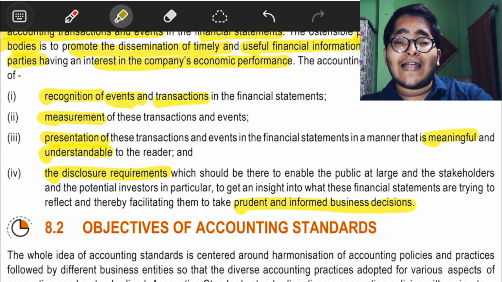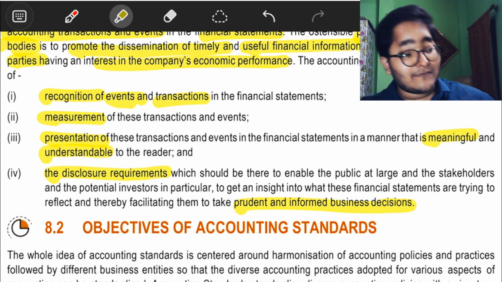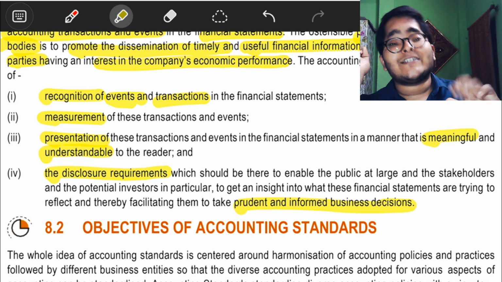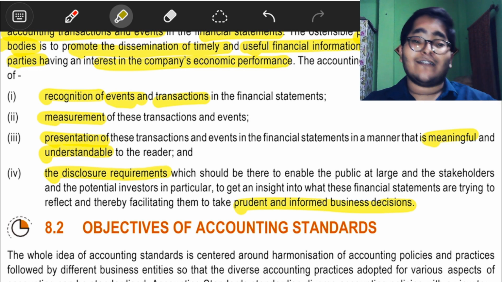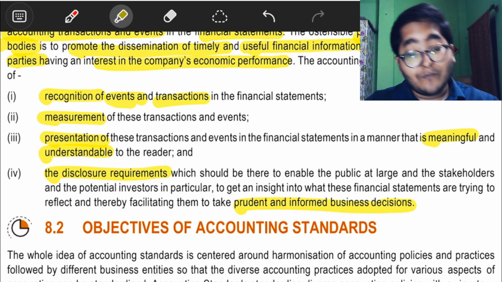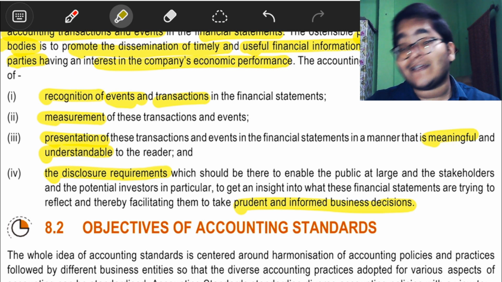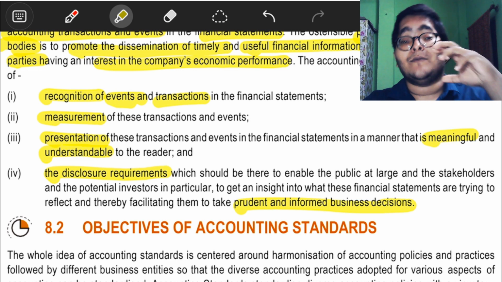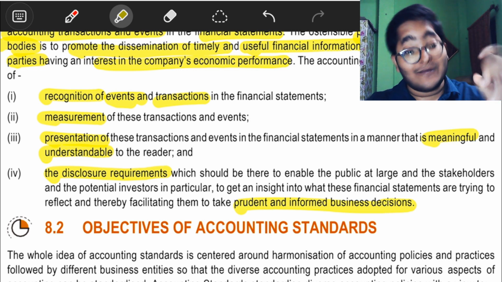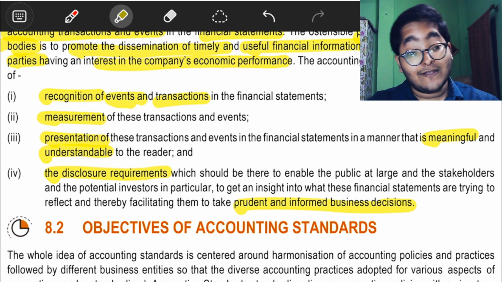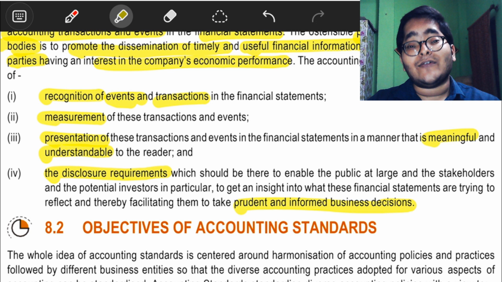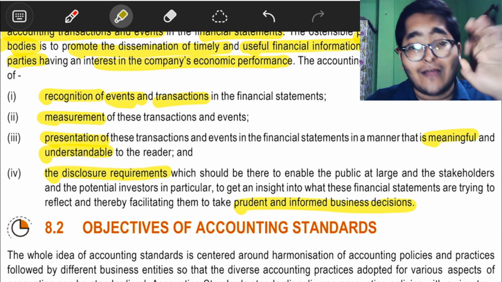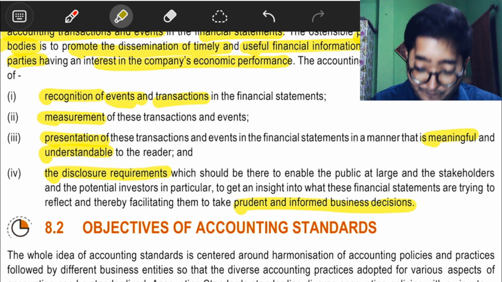So अकाउंटिंग स्टैंडर्ड्स का पर्पस क्या है? अकाउंटिंग स्टैंडर्ड का मेन मकसद क्या है? मेन मकसद चारों है. इवेंट्स एंड ट्रांजैक्शंस को रिकॉग्नाइज करना, इवेंट्स एंड ट्रांजैक्शंस को मेजर करना, ये जो इवेंट्स एंड ट्रांजैक्शंस है उसको एक तरीके से प्रेजेंट करना ताकि वो रीडर के लिए अंडरस्टैंडेबल भी हो, मीनिंगफुल भी हो, उसको कुछ मतलब भी बने और समझ में भी आए. और अकाउंटिंग स्टैंडर्ड्स डिस्क्लोजर रिक्वायरमेंट भी देता है ताकि जो इन्वेस्टर्स है या फिर जो ओनर्स है वो प्रॉपर बिजनेस डिसीजंस ले पाए, टाइमली और प्रॉपर एक्यूरेट बिजनेस डिसीजन ले पाए.